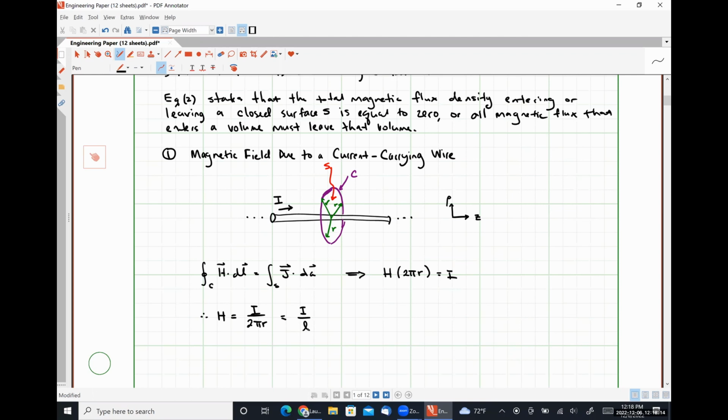Okay. So we have just applied Ampere's circuital law. What we have found out is that a current carrying wire generates a magnetic field H whose strength depends on the distance that we are from the wire.